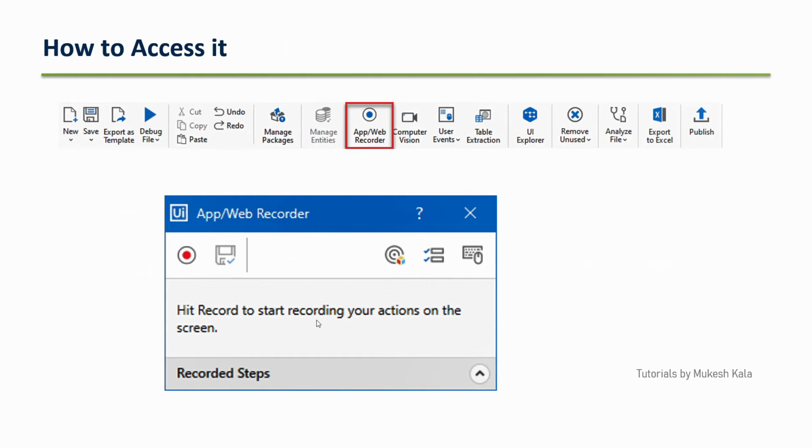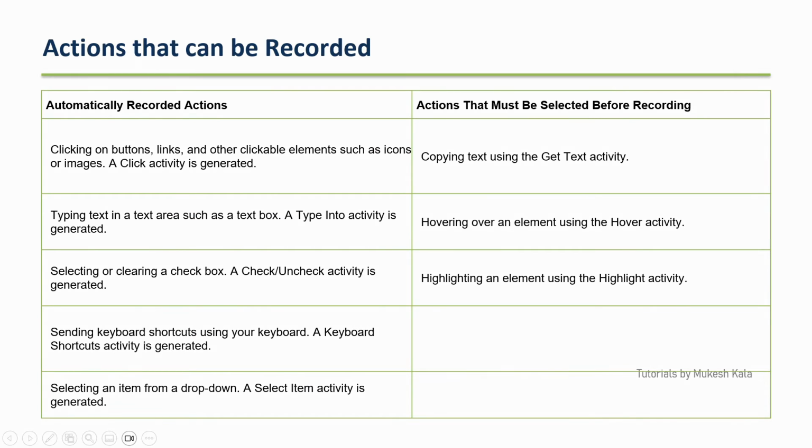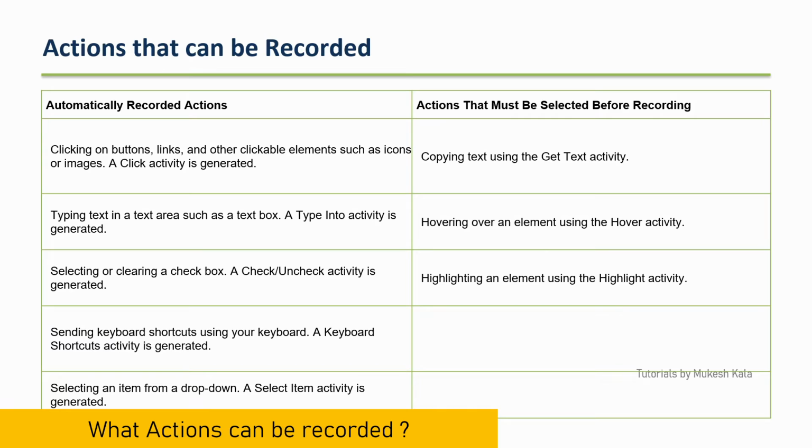And this is how you access it, right? So you just go to the top ribbon, you have something which is called app/web recorder. You get this wizard, you record the steps, and you click on this guy which says stop, and then you save and you come back to Studio. Okay, now there are some things which we should know whenever we are using this recorder, right? There are some actions which are automatically recorded, and there are some actions which have to be explicitly performed by us.